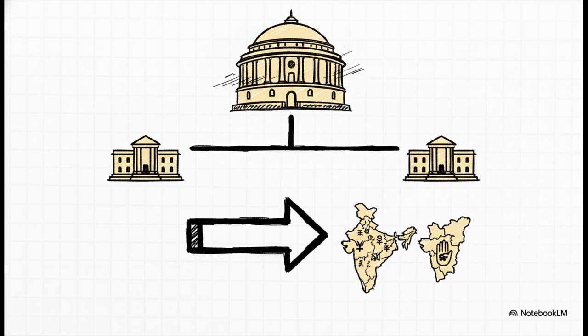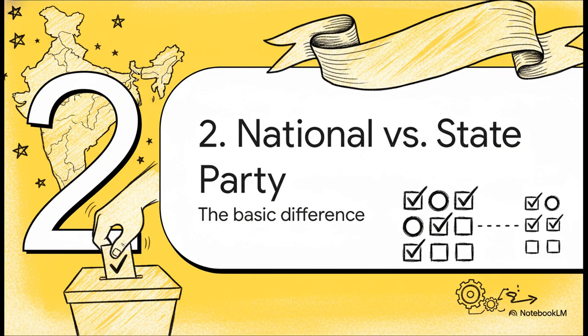We have a central government for the whole country, and then we have separate governments for each state. So since power is shared between the center and the states, our party system naturally follows that pattern. We have parties that work on a national level and others that focus on a state level. Okay, so let's get into the details of these two main types of political parties in India. We're going to clearly define what makes a party national and what makes a party a state party.